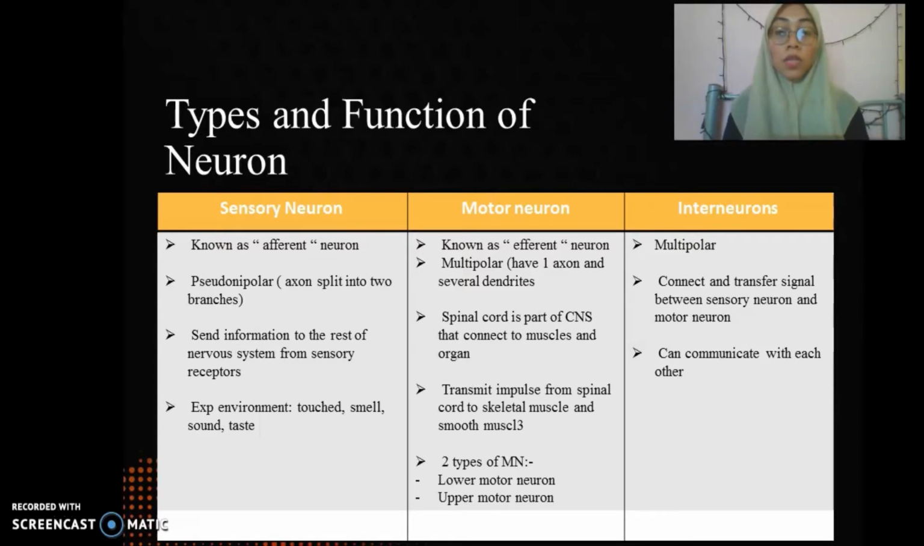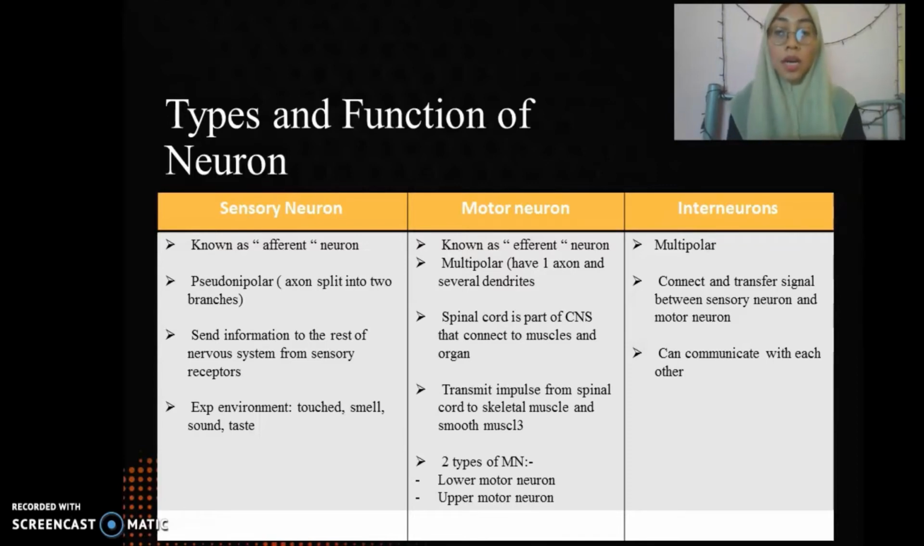Okay, maksudnya motor neuron ni, function dia adalah dia akan menghantar setiap impuls yang dia dapat daripada spinal cord kepada seluruh masa-masa dalam badan kita. So bila masa kita terima impuls yang dihantar daripada spinal cord, so body kita will react lah, akan bergerak, coordination of the movement, so akan berlaku.